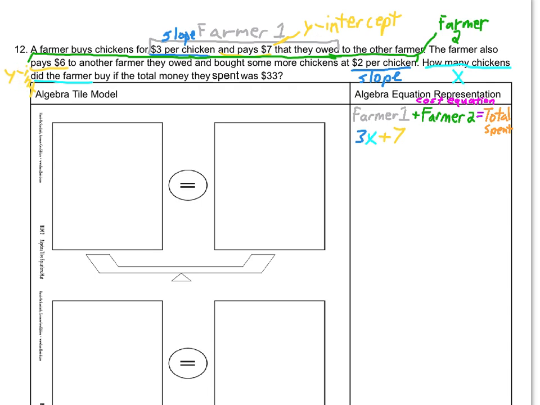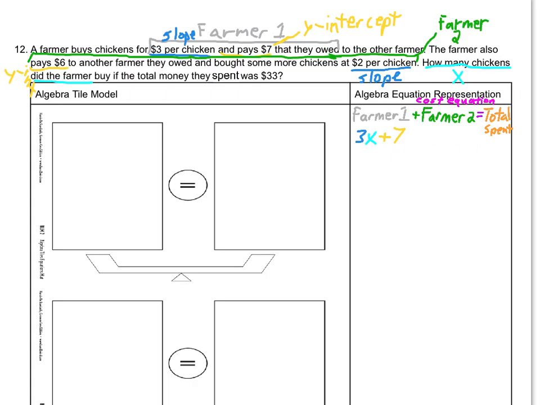That's the y-intercept. Again, the y-intercept's my starting amount. Whether the farmer buys chickens or not, the farmer has to pay $6, no matter what. That's the starting amount the farmer has to pay. Then it's extra for every chicken he buys, another $2. What would that look like then for the farmer 2 part?